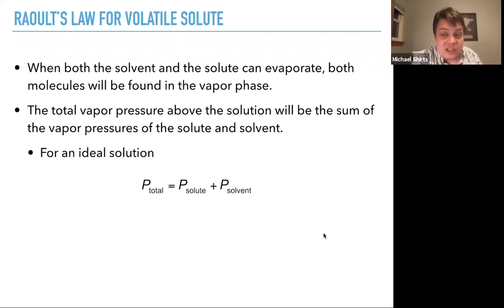So for an ideal solution, that's a solution where their interactions are essentially equal, so they don't really care whether you're next to the solute or solvent, the energetics are exactly the same. So for an ideal solution, the total partial pressure is equal to the partial pressure of the solute plus the solvent. So this is an expression of both ideal solutions and just Dalton's law of partial pressures.